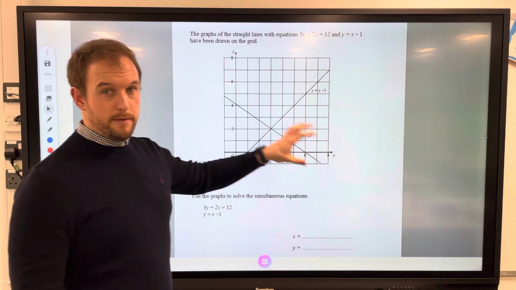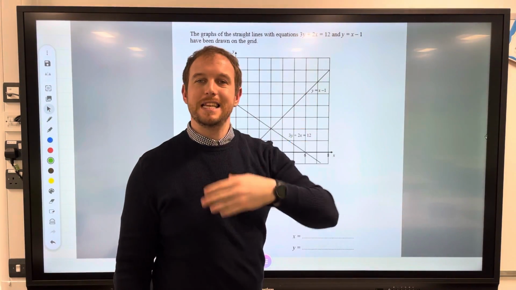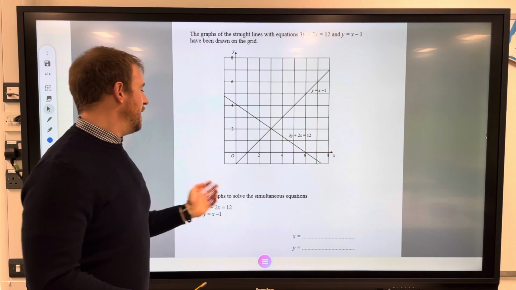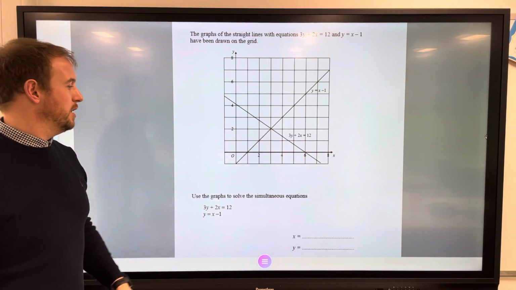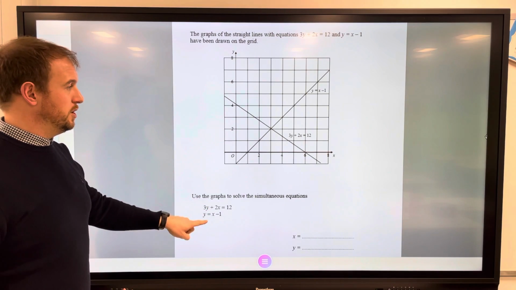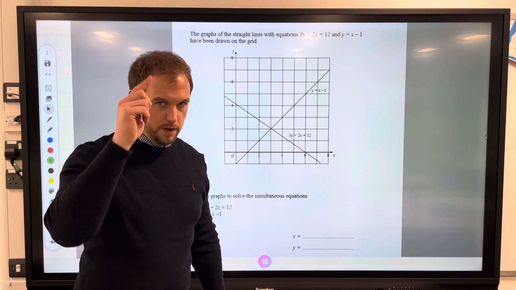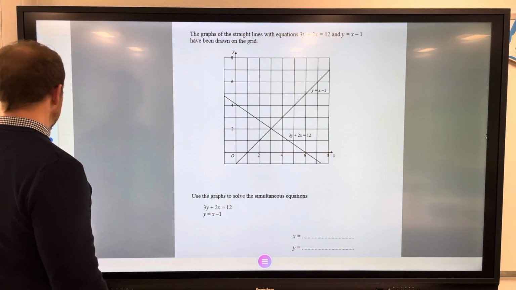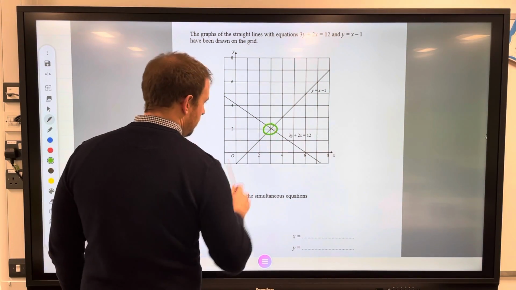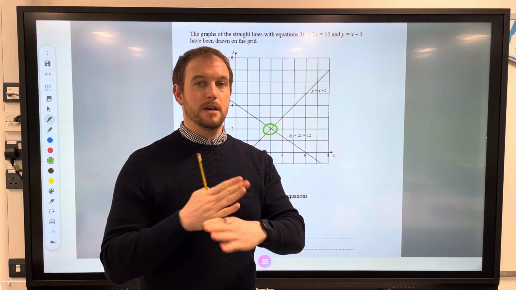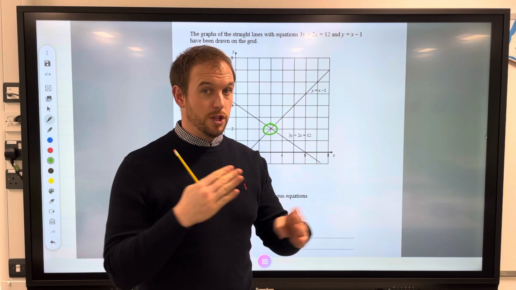You've got them there. So that's why this is an easy question, because they've drawn the lines for you. Now we just need to solve these simultaneous equations by finding the value of x and finding the value of y. One thing you're looking for, this part here, that is where the lines intersect.